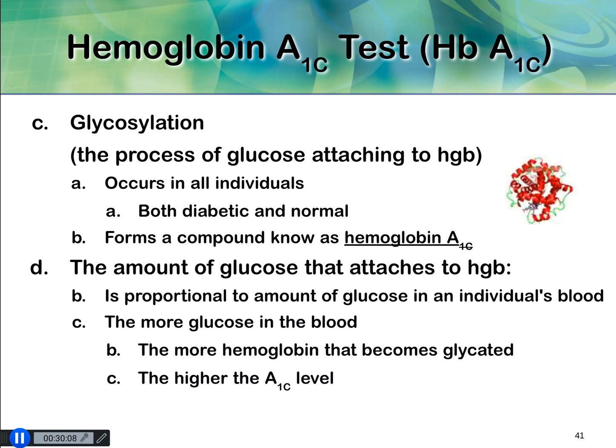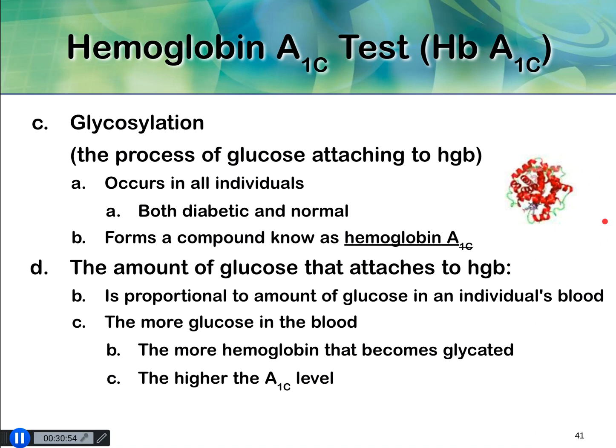So this is known as glycosylation. That's the process of the glucose attaching to the hemoglobin on the red blood cells. And this occurs in all individuals. It's normal. And it forms a compound known as the hemoglobin A1C. So the amount of glucose that attaches to the hemoglobin is proportional to the amount of glucose in that individual's blood. So the more glucose in their blood, or the higher the glucose level, the more hemoglobin will become glycosylated onto the red blood cells. So the higher the A1C level. So it's a really good way to check to see how well the diabetic is self-managing their blood sugar levels.